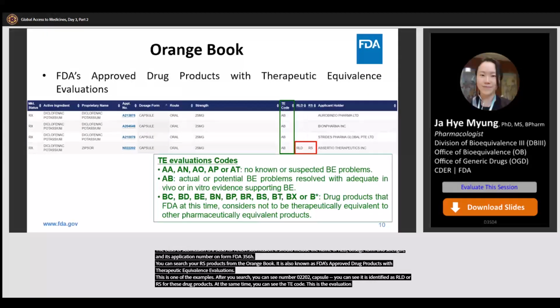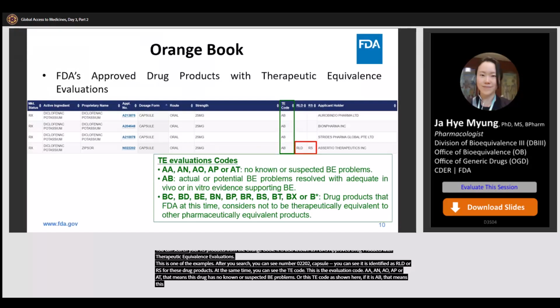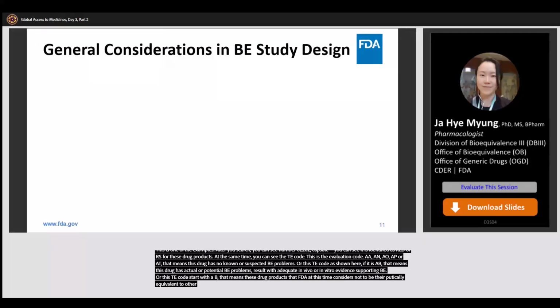If it starts with AA, AN, AO, AP, or AT, that means this drug has no known or suspected BE problems. If the TE code is AB, as shown here, that means this drug has actual or potential BE problems resolved with adequate in vivo or in vitro evidence supporting BE. If the TE code starts with a B, that means these are drug products that FDA at this time considers not to be therapeutically equivalent to other pharmaceutically equivalent drug products.